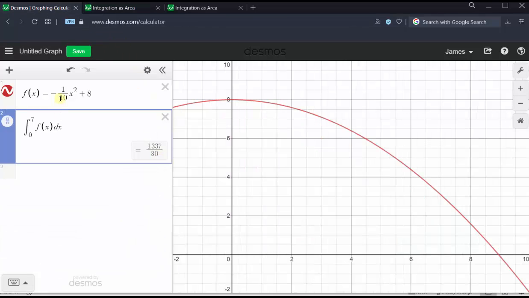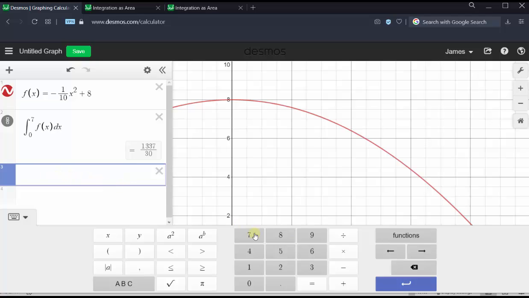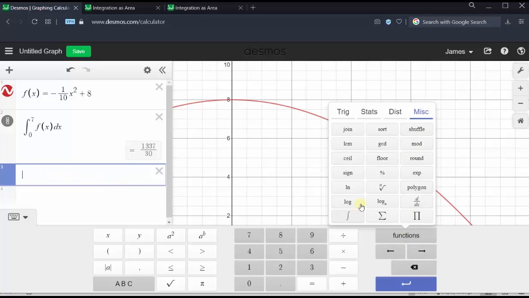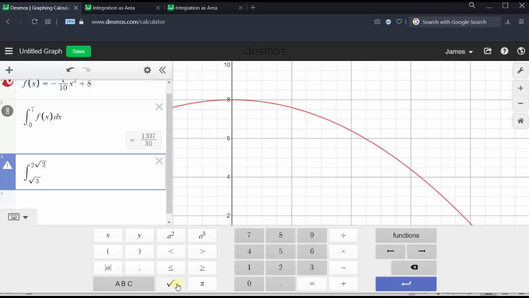And now we want to integrate the same function over the interval from square root 3 to 2 square root 7. Click in cell 3, either type in int or go to Functions, Miscellaneous, and click the integral. To enter square root 3, we can type in sqrt 3. Another way to enter a square root for the upper limit of 2 square root 7 is enter 2, click the square root button under the Desmos keypad, and type in 7 tab f of x dx.